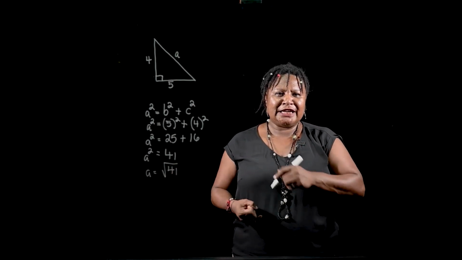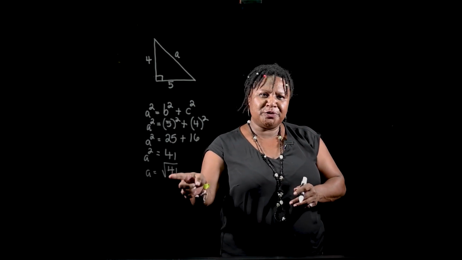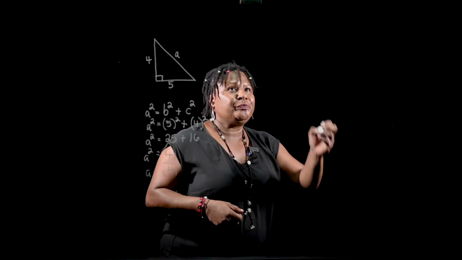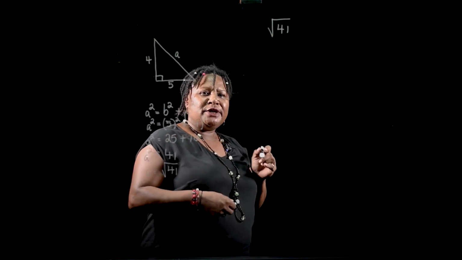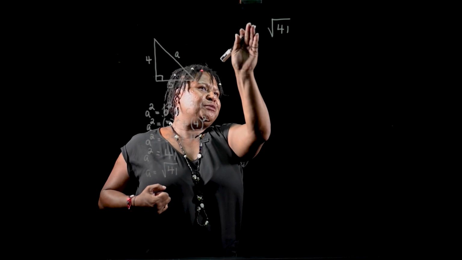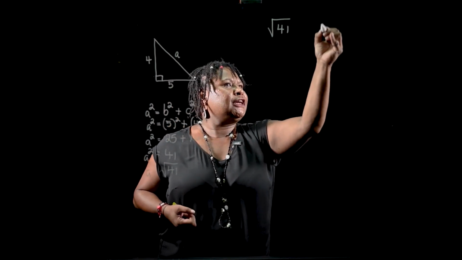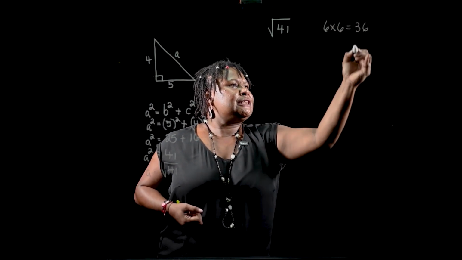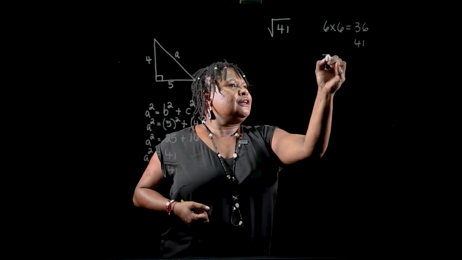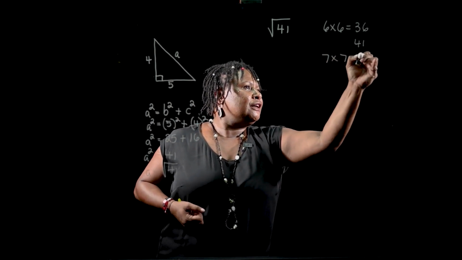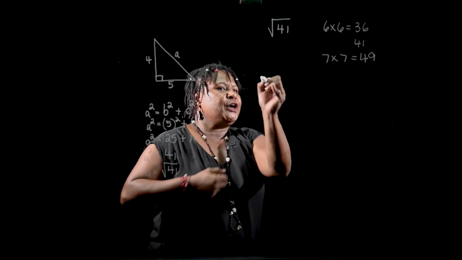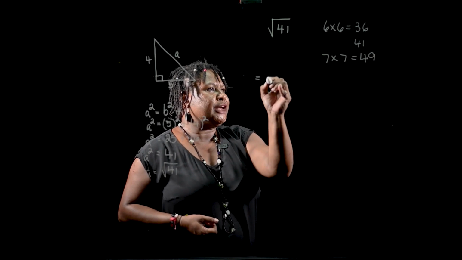Okay, we've already learned how to estimate, so that's what we are going to do to find the length of the hypotenuse. Okay, so let's see. Square root of 41. We need to identify two square numbers that occur before 41 and after 41. So the first one is 6 times 6, which is 36. Okay, and 7 times 7, which is 49.